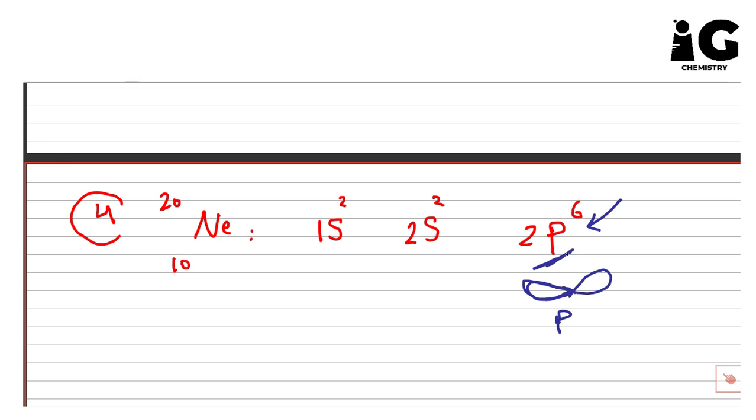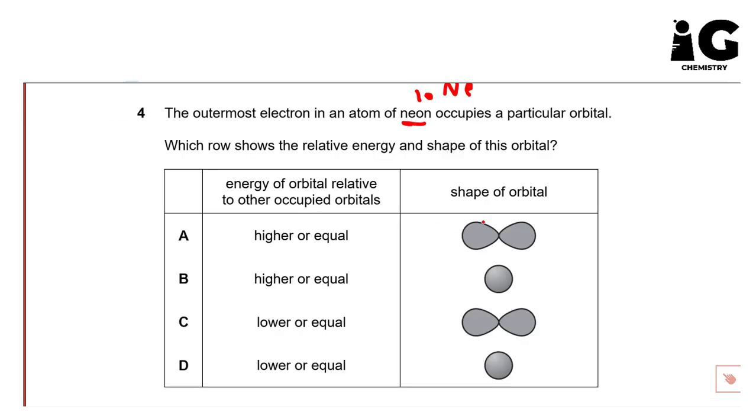So the outermost shell here, guys, actually it's P, and because it's P, P has dumbbell shape. So first of all we should choose dumbbell shape, so it could be either this or this, so it means this is wrong and this is wrong. Let's check here. Energy of orbital relative to other occupied orbitals: higher or equal, and here lower or equal. So actually, guys, it must be higher or equal, because it can't be lower, because this is the outermost shell. Lower means this is inner shells, not outermost shells. So actually the correct answer is E.